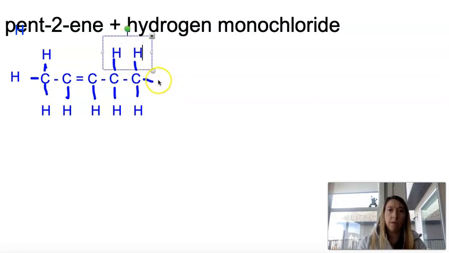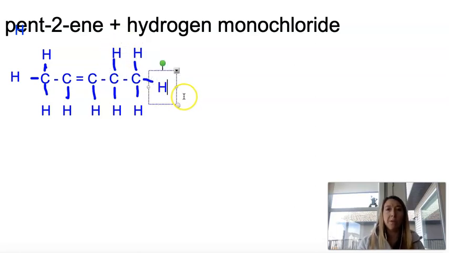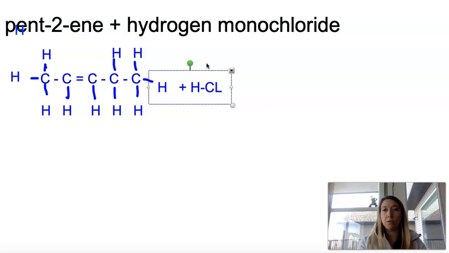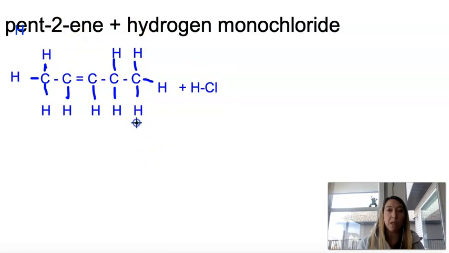Okay, so now we are adding hydrogen monochloride. So that means we're adding a small molecule that is not the same throughout, right? It has 2 parts to it. It has, oh, my caps lock's on. It has an H and it has a chlorine. So again, I'm going to recognize this is addition because I have that double bond. That's kind of the only option that we have, okay?